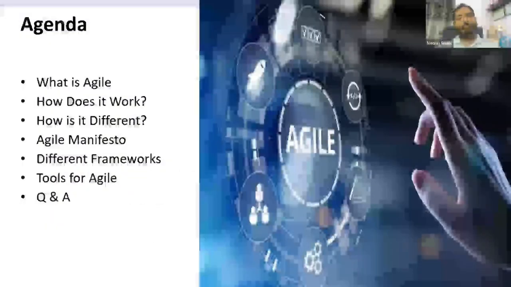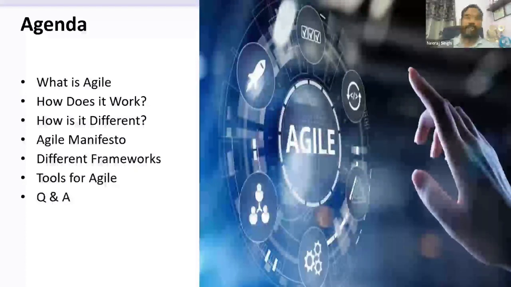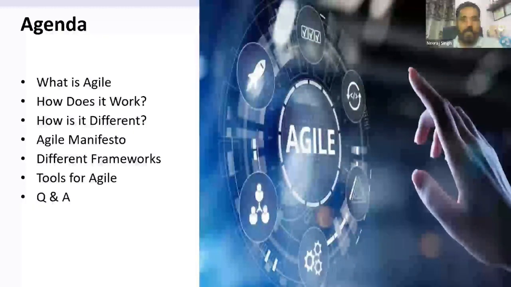The agenda for this webinar is all about what is Agile, how it works in real time, and how it makes a difference from the traditional to the Agile methodology. There's also something called the Agile Manifesto, which makes it completely different from traditional approaches, the different frameworks we can make use of within the Agile methodology, and a quick outline on the tools for the Agile methodology. Then we can have some time for your Q&A, where you can ask your questions and I would be happy to respond.